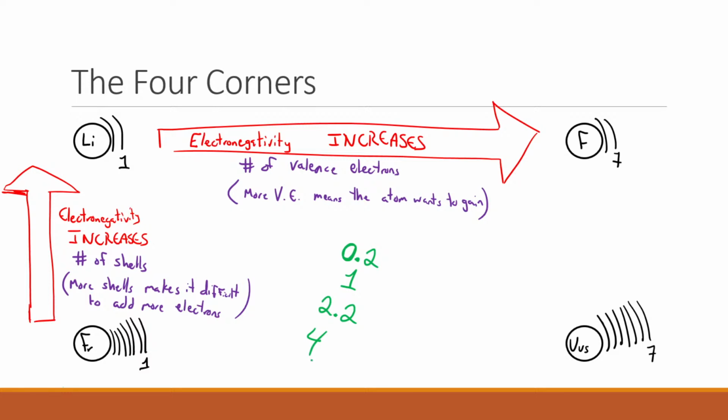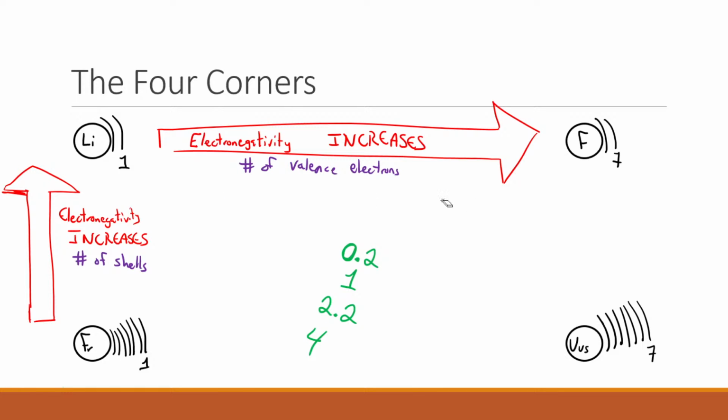Looking at these 4 values, we know that the 2 smallest values should be assigned to the elements that do not at all want to gain electrons. That's going to mean that our 0.2 and our 1 should go to lithium and francium. These are the ones that do not at all want to gain electrons, which puts our 2.2 and our 4 to unseptium and fluorine. Right, these want to gain, they will have higher values. These want to lose, they will have lower values.